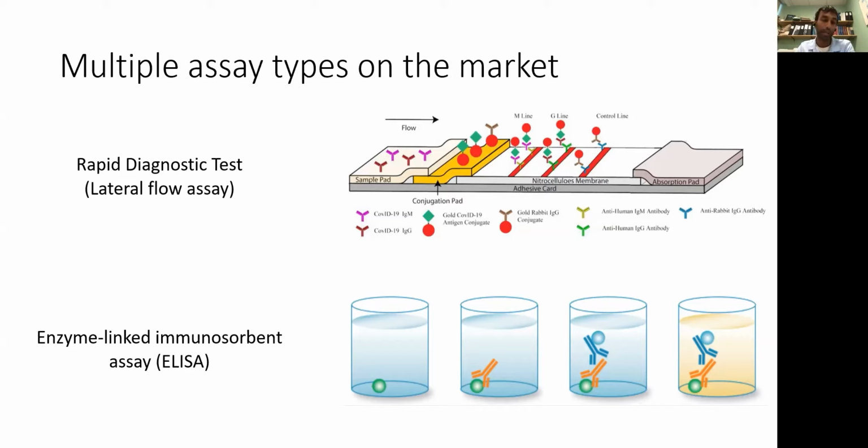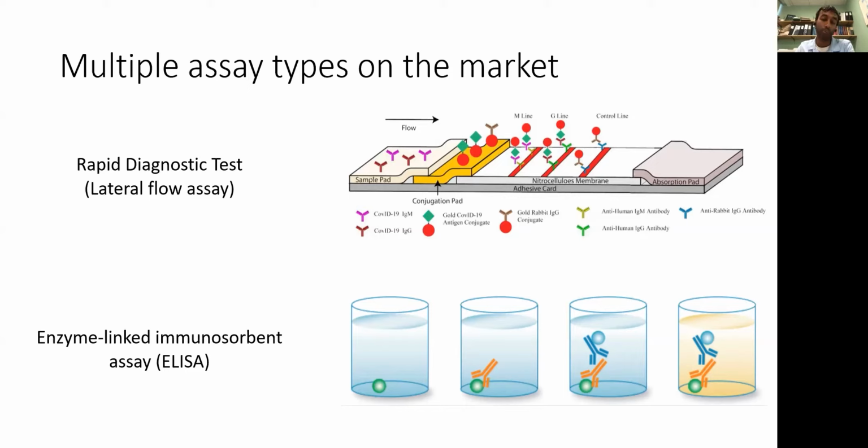It's similar to a pregnancy test where a sample is placed, in this diagram, on the left-hand side of a test strip, and then through capillary action moves right through the test. As the antibodies, if they're present in a patient's serum, cross the conjugation pad, they will come in contact with viral antigens that are conjugated to gold particles.